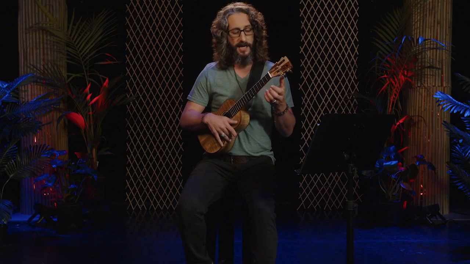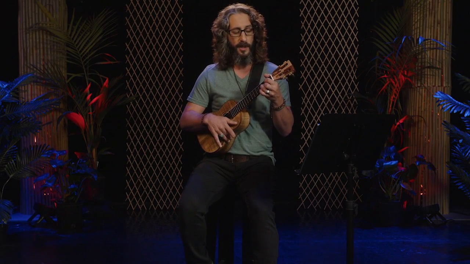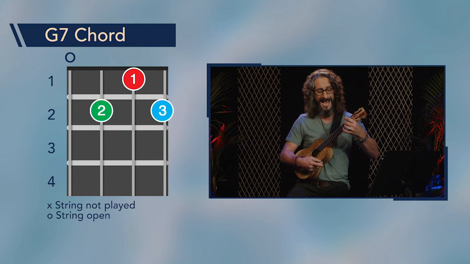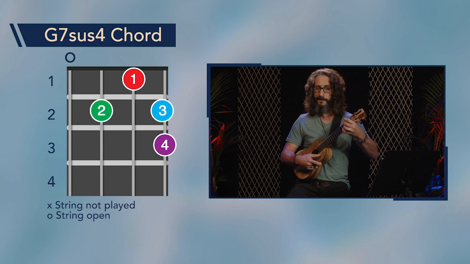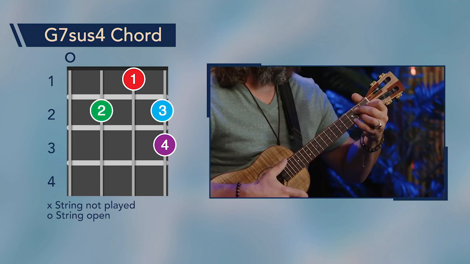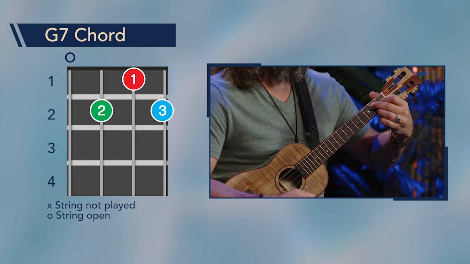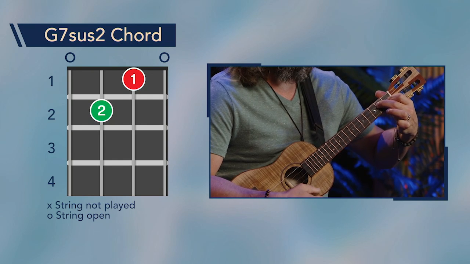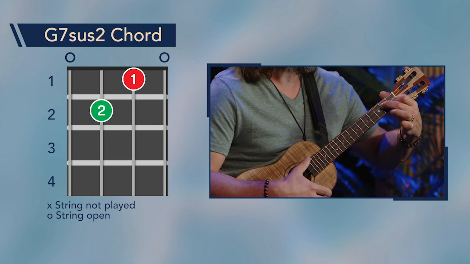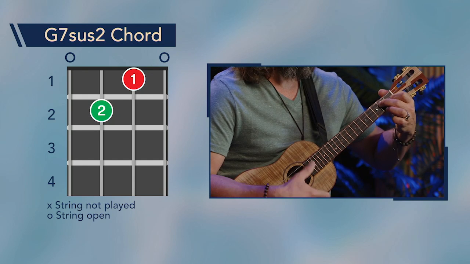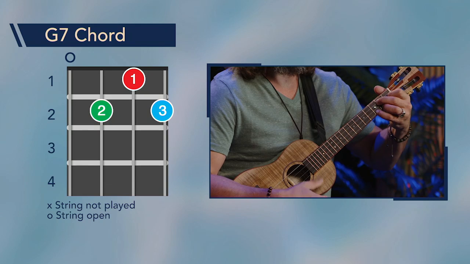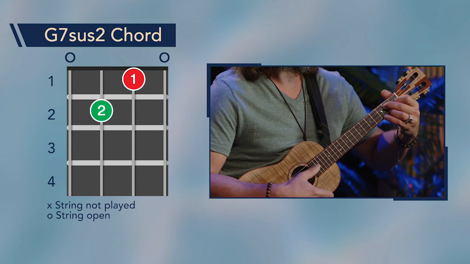The same suspended concepts that we talked about with the G chord will apply to the G7. You could start with the G7. Add your pinky to the 3rd fret of the 1st string to play G7 sus4. Remove it to go back to G7. And then remove your 3rd finger so the 1st string is open for a G7 sus2. G7, G7 sus4, G7, G7 sus2.